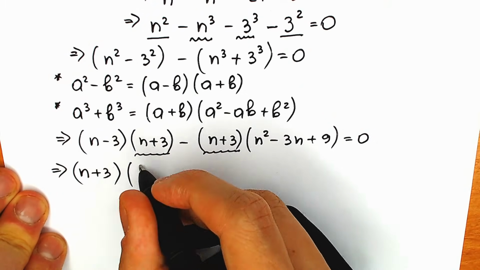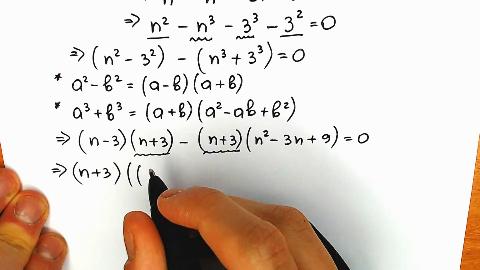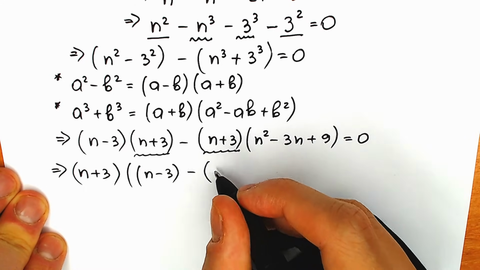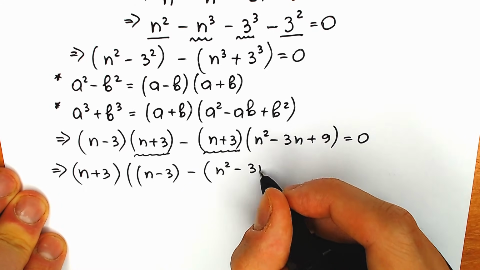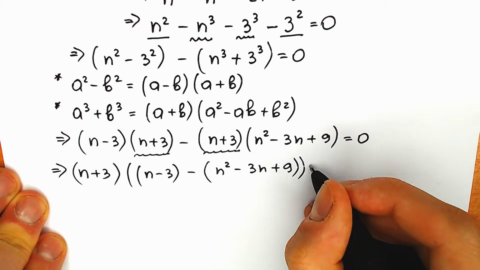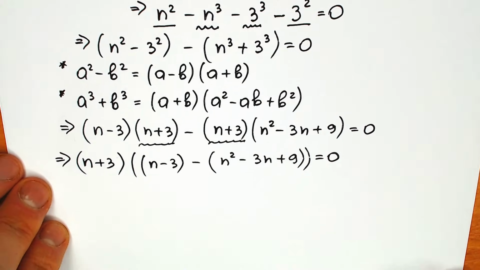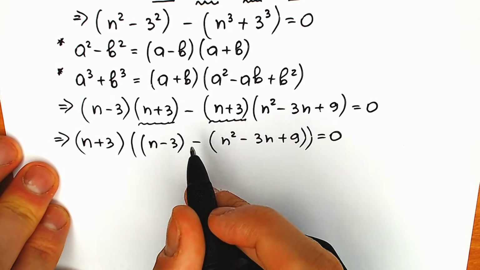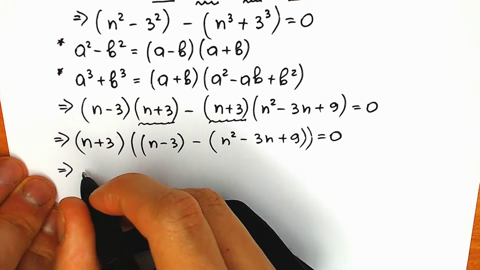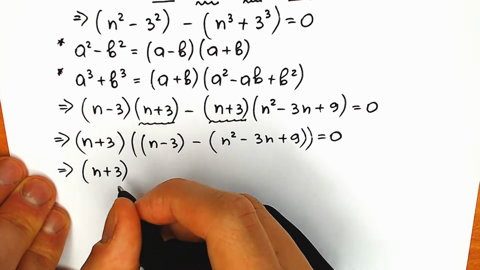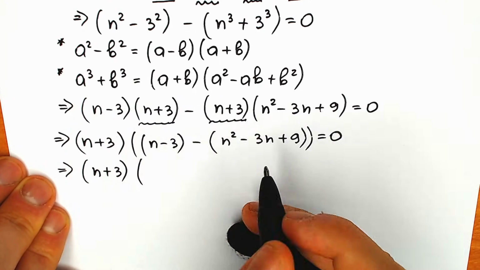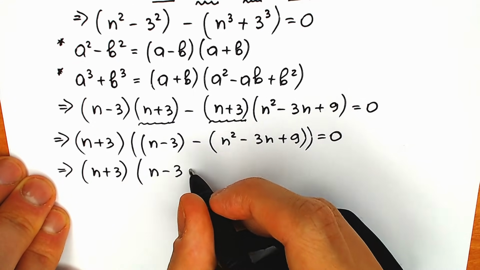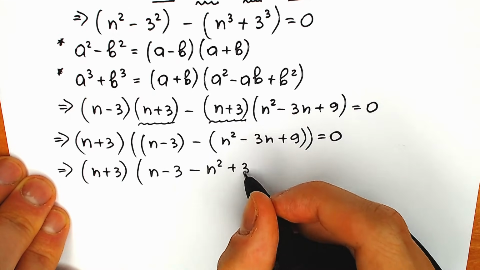Right here in the first parenthesis, in the first group we still have this n minus 3, so n minus 3, and from this group we still have this expression minus (n square minus 3n and plus 9) equal to 0. Really great. Right now let's simplify this expression right here. So we have the same beginning, n plus 3, and in the next one, we can actually get rid of this parenthesis. So we have n minus 3, and right here, we can write it as minus n square plus 3n and minus 9.